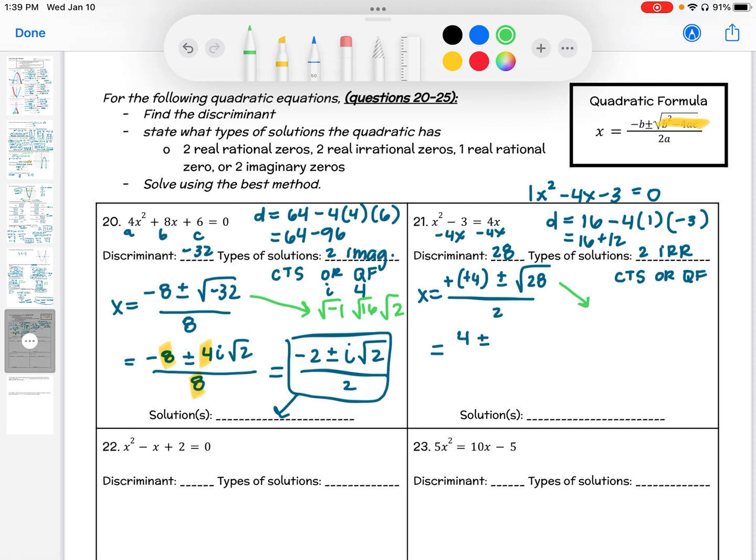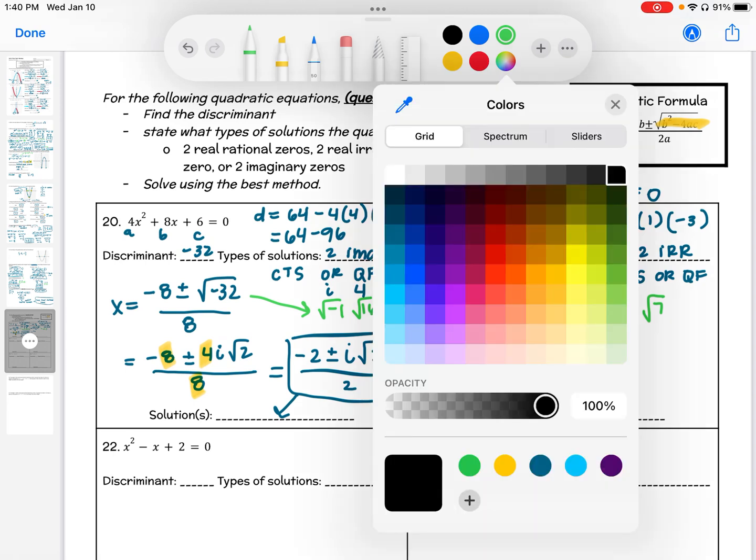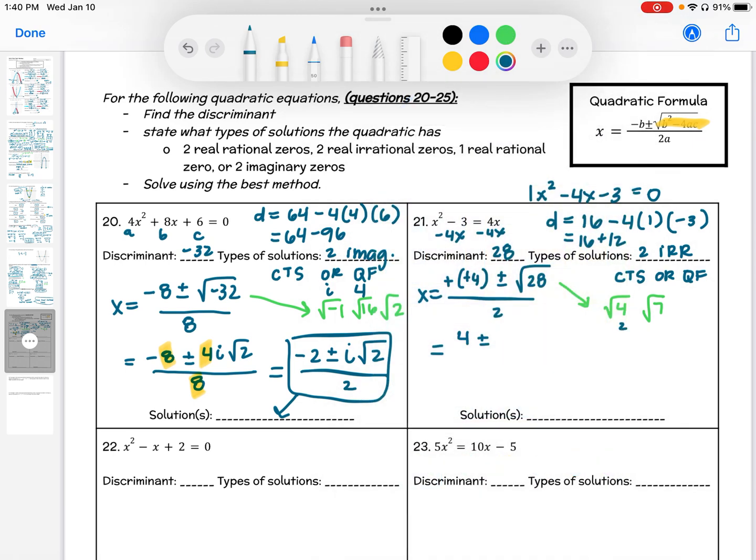So square root of 28. Let's break it up into the perfect square and the not perfect square. So what would the biggest perfect square we could divide 28 by be? In this case, it would be 4, and we'd be left with 7. So 28 divided by 4 is 7. So we have the square root of 4, which is 2, and the square root of 7 just stays square root of 7. That's what we're going to put for the square root of 28, all over 2.